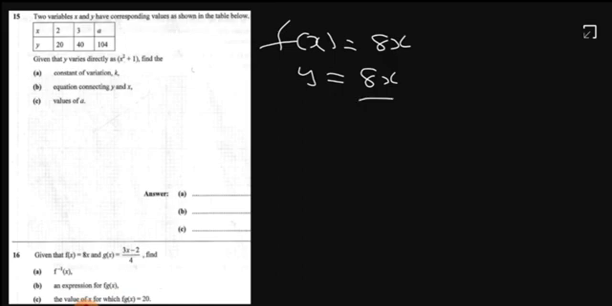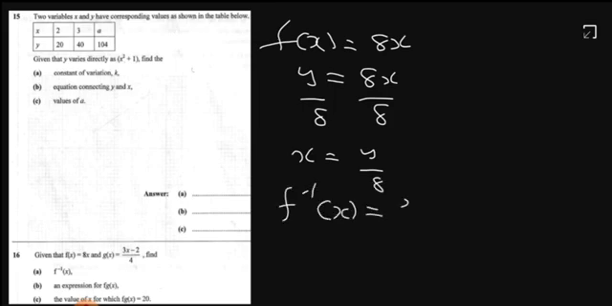Given that f of x is equal to 8x and g of x is 3x minus 2 over 4, find the inverse of f of x. So we are saying f of x is actually 8x. So to find the inverse, introduce y, where there's f of x. So you leave x alone. So saying x is equal to y over 8. Therefore, the inverse of f of x is x over 8. Where there's y now, you put x.